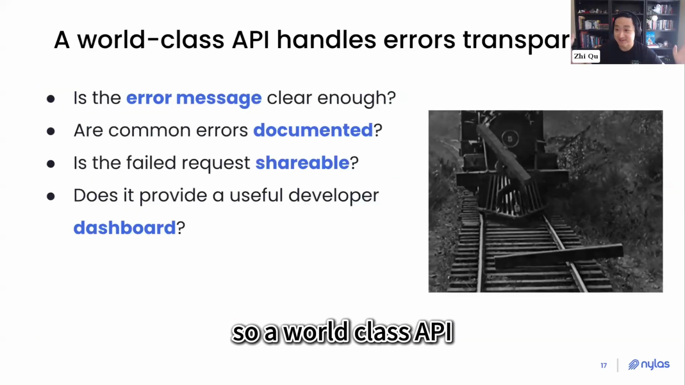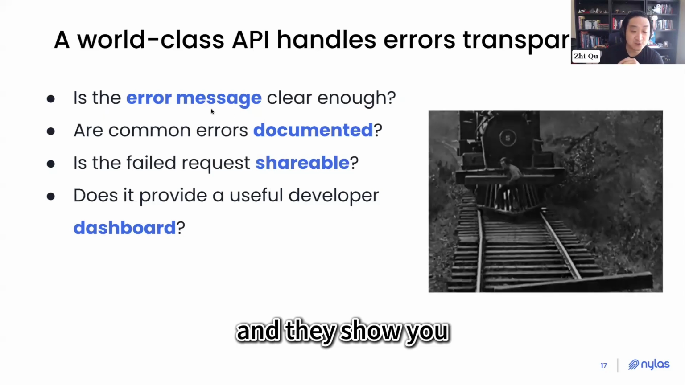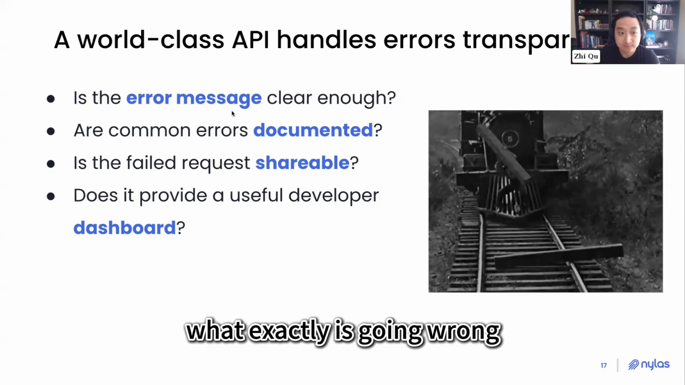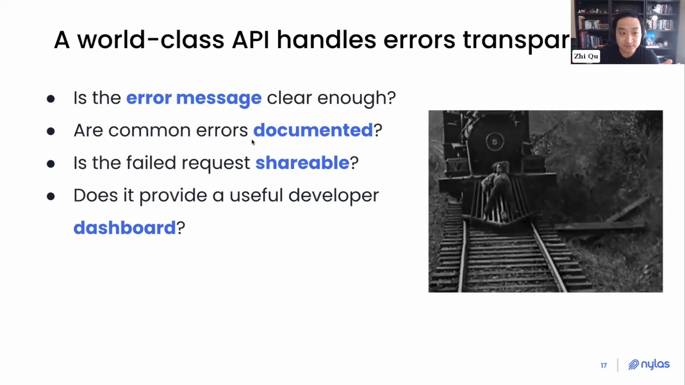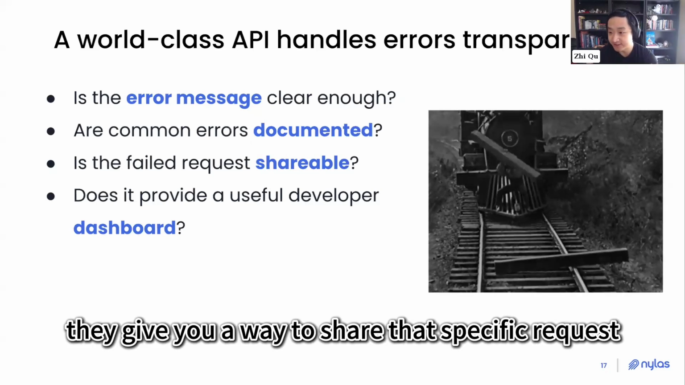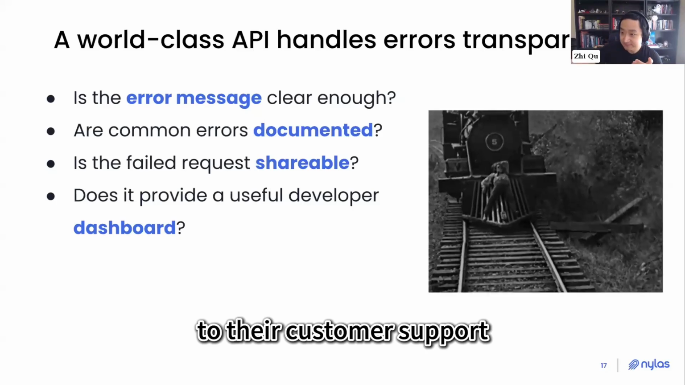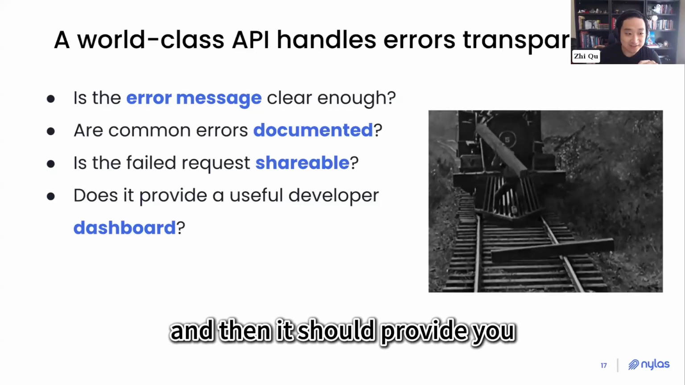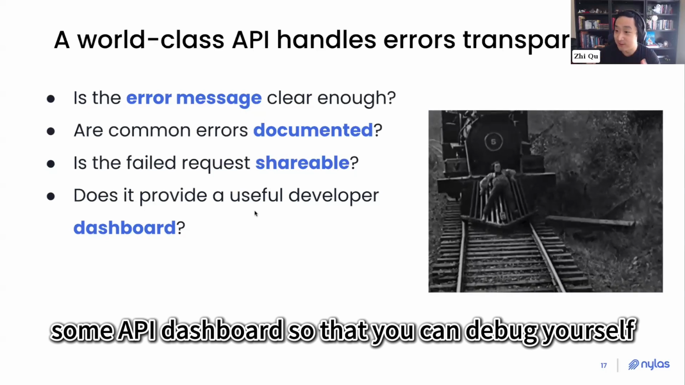So the world-class APIs handle the errors transparently, and they show you what exactly is going wrong, and they will point you to the right documentation. They give you a way to share that specific request to their customer support, to their community page. And then it should provide you some developer dashboard so that you can debug yourself.